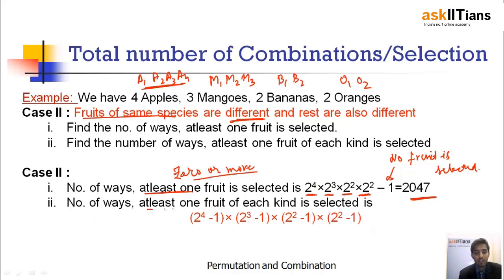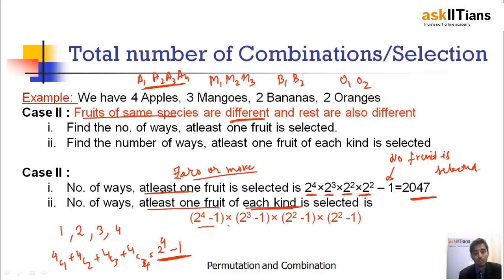And if I want to select at least one fruit of each kind, if I want to select either one apple or 2 apples or 3 apples or 4 apples, then that will be given by 4C1 plus 4C2 plus 4C3 plus 4C4, and this will be 2 power 4 minus 1, that is basically 2 power 4 minus 4C0. So for apple I will have 2 power 4 minus 1. Similarly for mango, the number of possible selections will be 2 power 3 minus 1. For bananas I will have 2 power 2 minus 1, and for oranges I will have 2 power 2 minus 1. Now you can calculate the total number of ways.